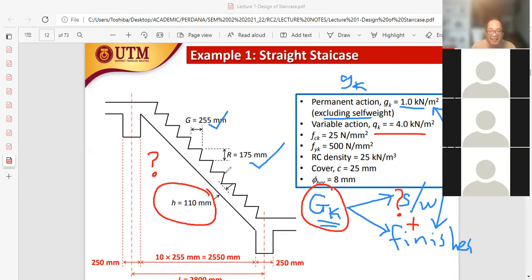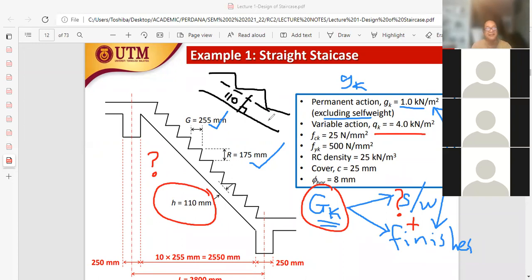H is, if you look here, if I enlarge it, okay, we have our R and G here, and this is the soffit of the staircase. So our H value is taken here, perpendicular, or at right angles, to the soffit of the staircase, and this value is taken as 110.